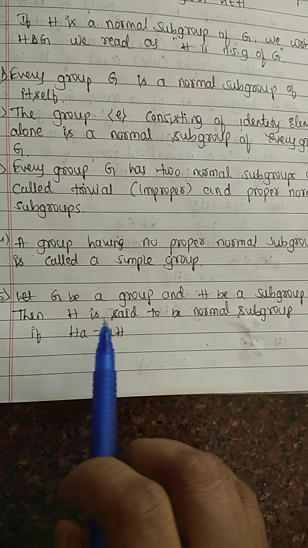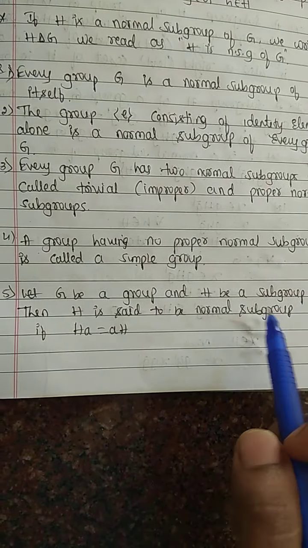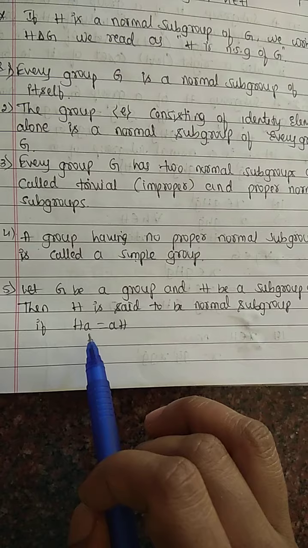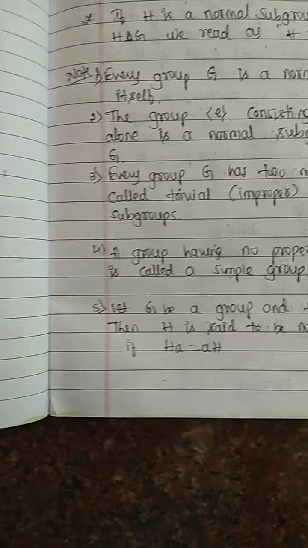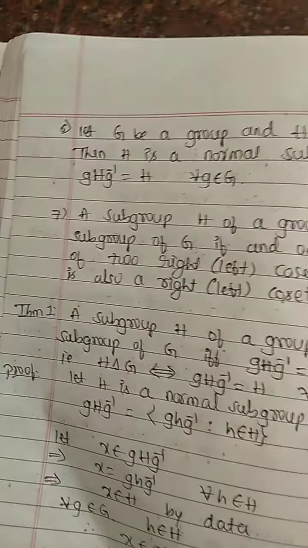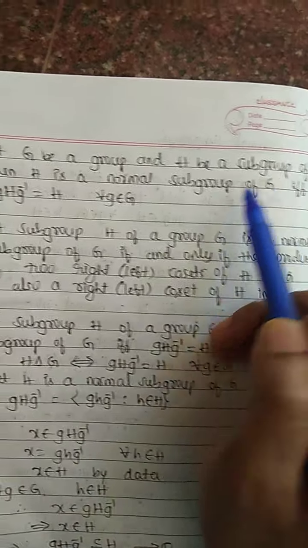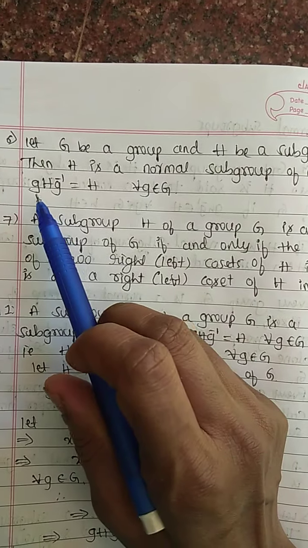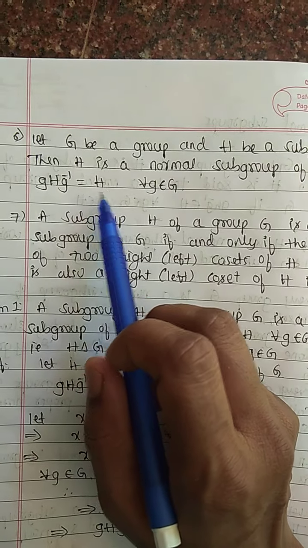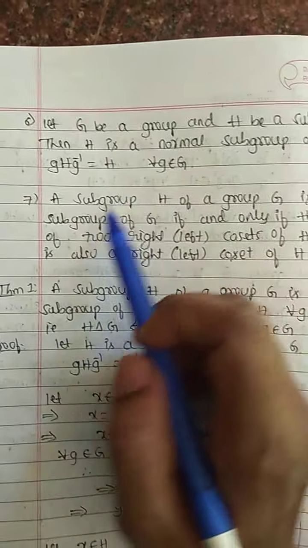Fifth point, let G be a group, H a subgroup of G. H is said to be a normal subgroup of G if the right coset equals the left coset, Ha equals aH. Sixth point, H is a normal subgroup of G if g H g inverse equals H for every g belongs to G.